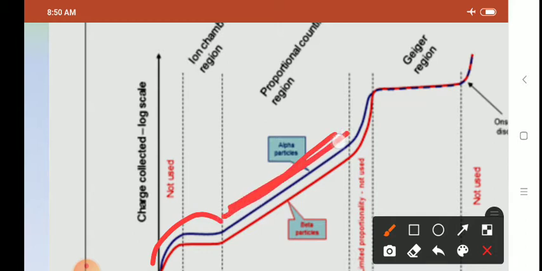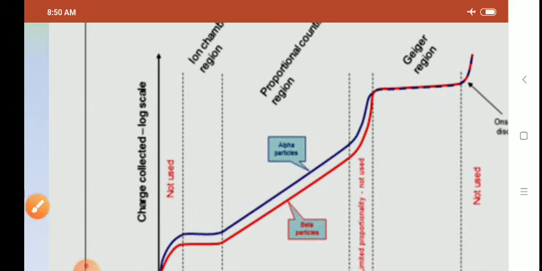So you can see a steep increase in the current. This region where there is a steep increase in current is called the proportional counter region. Proportional region, in which operate the proportional counters. Proportional counters measure the radiation in the proportional region. Ionization counters measure the radiation in the ionization region.